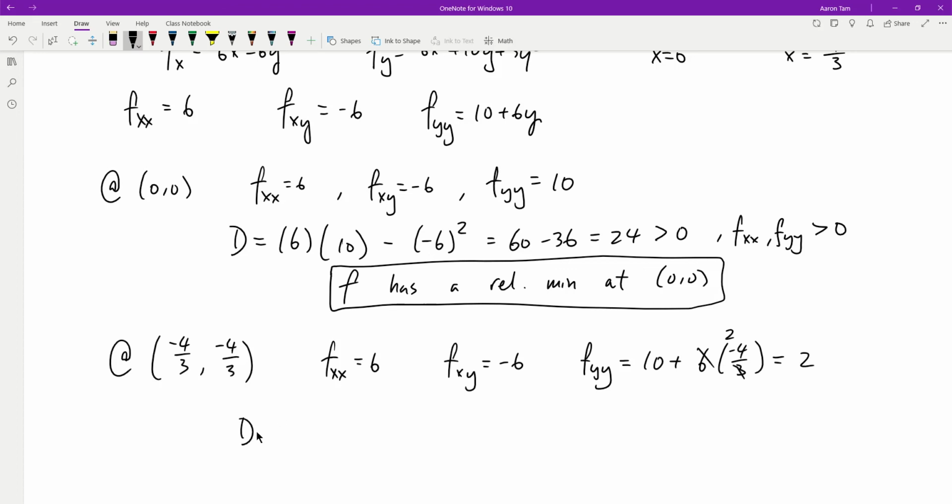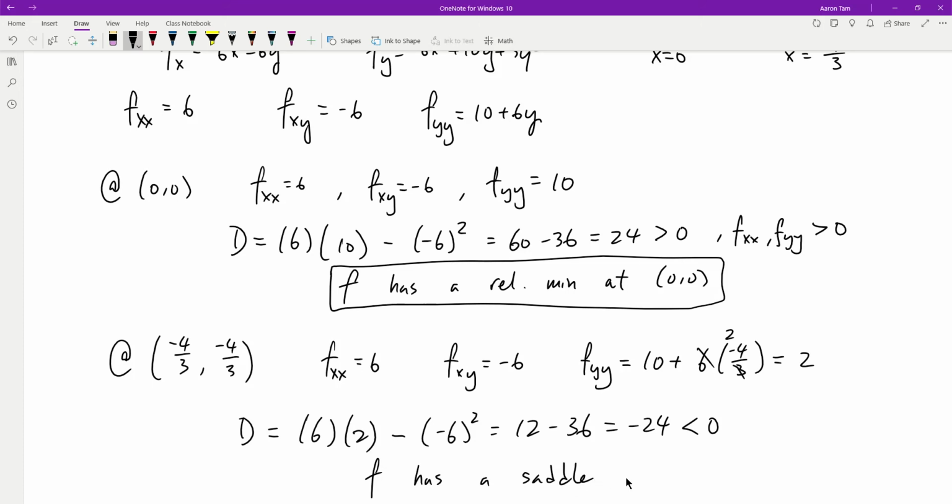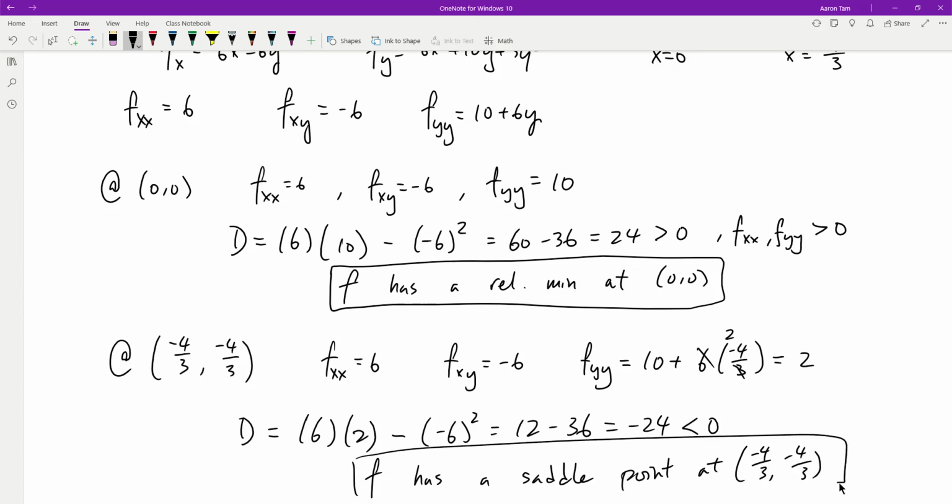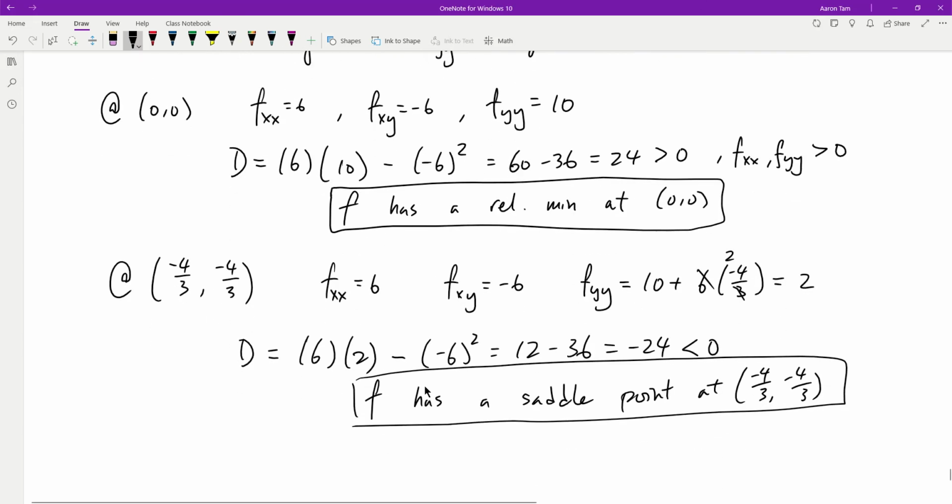And so now I'm going to do D. D would equal fxx times fyy minus fxy squared. So that becomes 12 minus 36, which is equal to -24, which is less than 0. When it's less than 0, we actually don't have to do anything. We know immediately what happens. So f has a saddle point at (-4/3, -4/3). There you go, and that's it.